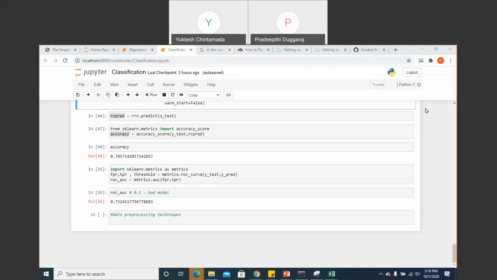Confusion matrix is used to check how many correct predictions are there and how many wrong predictions are there. Based on that confusion matrix, you will be calculating the accuracy. Confusion matrix will not give you accuracy itself, but based on the confusion matrix, you have to calculate the accuracy.